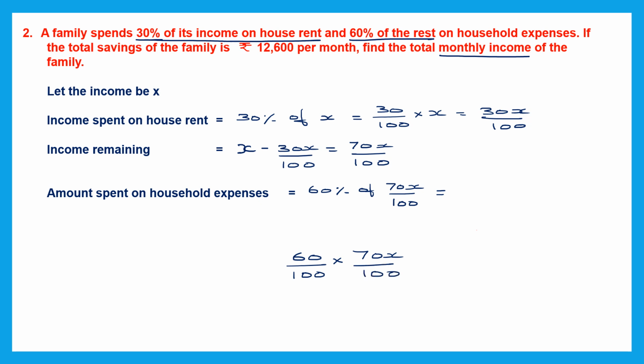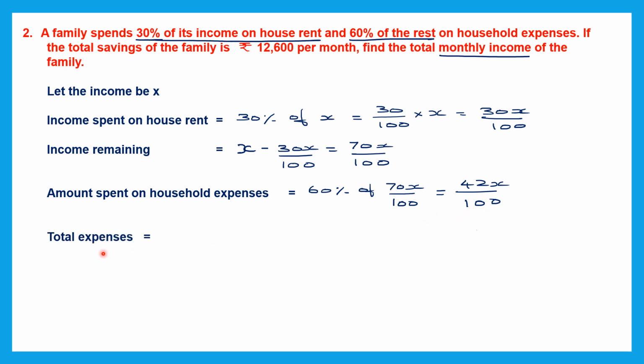Let's slowly cancel what we can. So I can cancel this and this, and I can cancel this and this also, or one more zero from the other side. Now multiply 6 into 7 is 42. So that is 42x, and in the denominator we have 100. So the amount spent on household expenses is what we calculated. So that is 42x by 100. So now we know how much has been spent on household expenses.